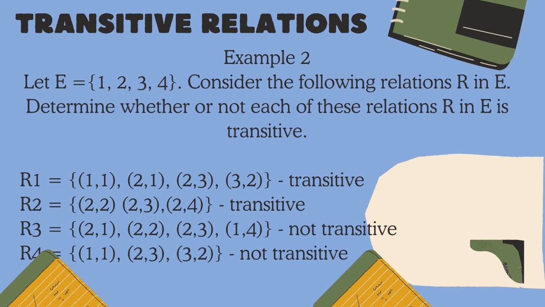Set R3 is (2,1), (2,2), (2,3), (1,4). This is not transitive because of the (1,4). R4 is composed of (1,1), (2,3), (3,2). This is also not transitive because of the (1,1).